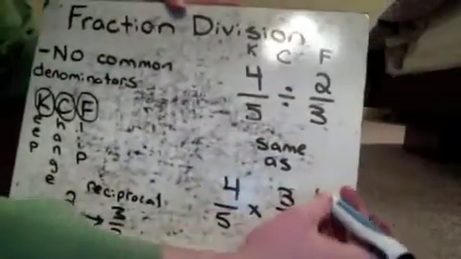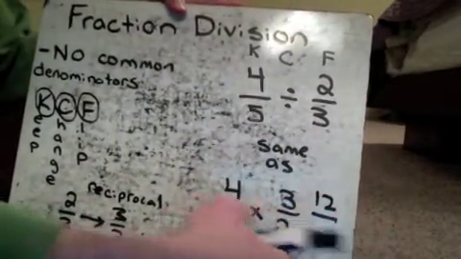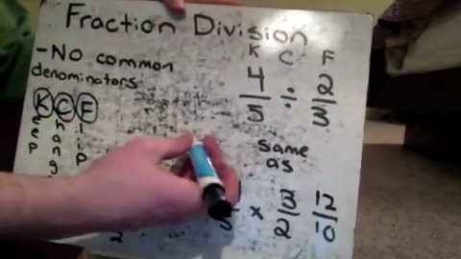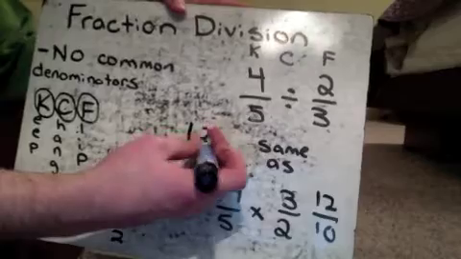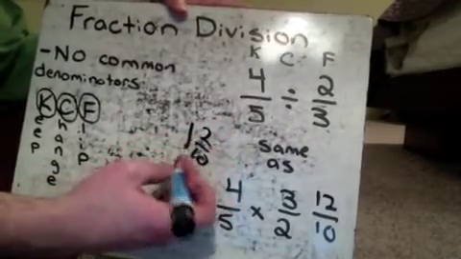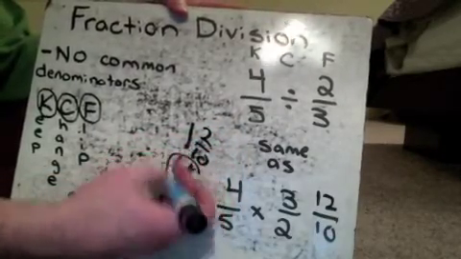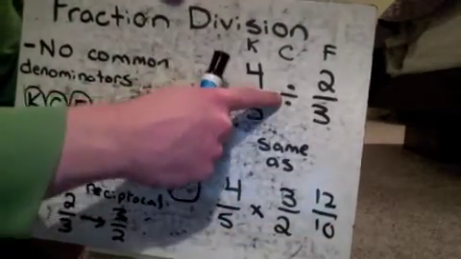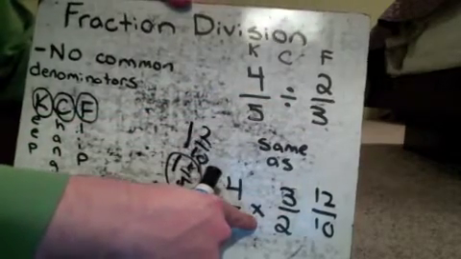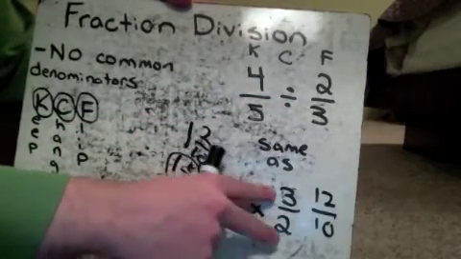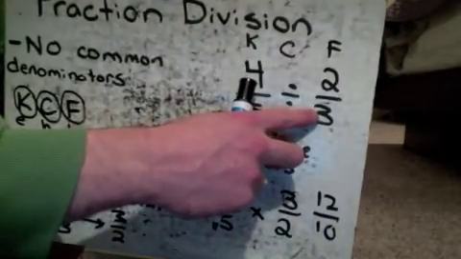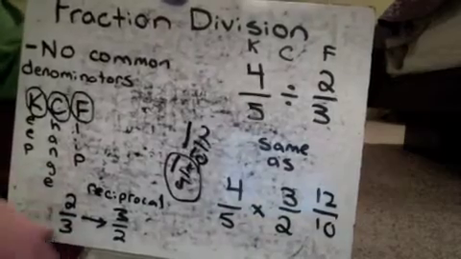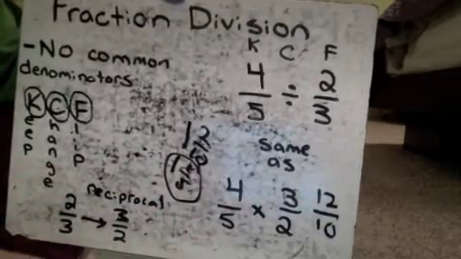4 times 3 is 12. 5 times 2 is 10. 12/10. And then, of course, 12/10 would be 10 goes into 12 once with 2 left over. 1 2/10, which, divided by 2, is 1 1/5. So what we're doing, and you're probably still a little bit confused, is changing the division problem to a multiplication problem that we can do. And the reason we can do that is if you divide by this, it's the same thing as multiplying by the reciprocal. We'll talk a lot more about this, so if you're confused right now, not a big deal at all.